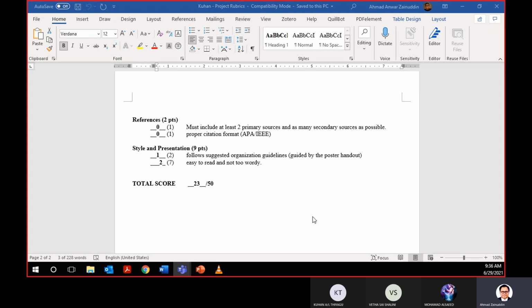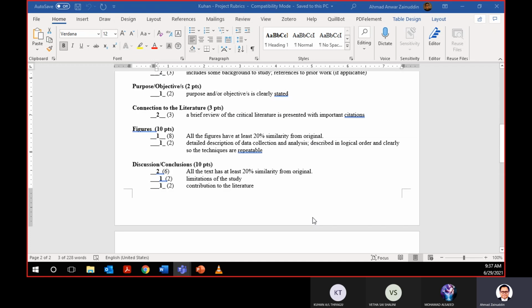And finally, the style and presentation should follow the suggested organization guidelines. Basically, I have given all the guidelines in the project. So far I think you followed only 50%, so I give you one. And also easy to read and not too wordy. I found that all your review and presentation slides are very wordy. It's not very interesting, I think, so I can give you only two. So the total mark is 23/50.